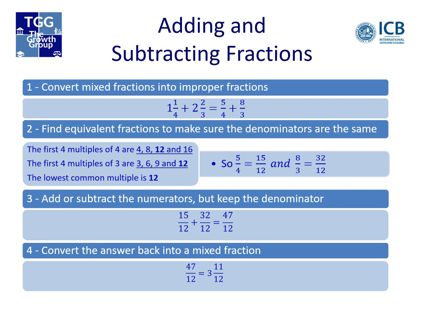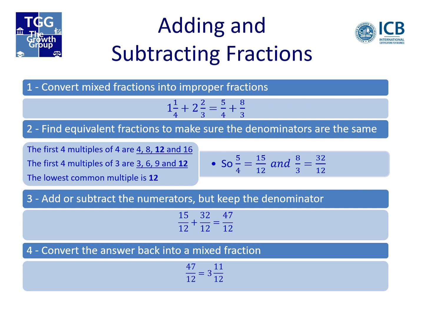So there we have 1 1/4 plus 2 2/3. So 1 times 4 is 4 plus 1 is 5. So the first mixed fraction we are going to write as the improper fraction 5 over 4. And 2 times 3 is 6 plus 2 is 8. So we are going to write the second mixed fraction as the improper fraction 8 over 3.